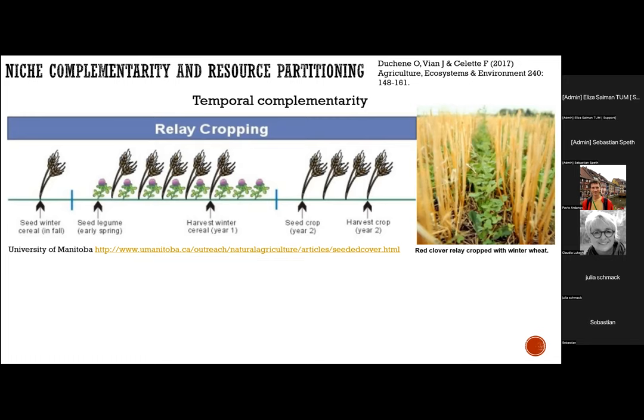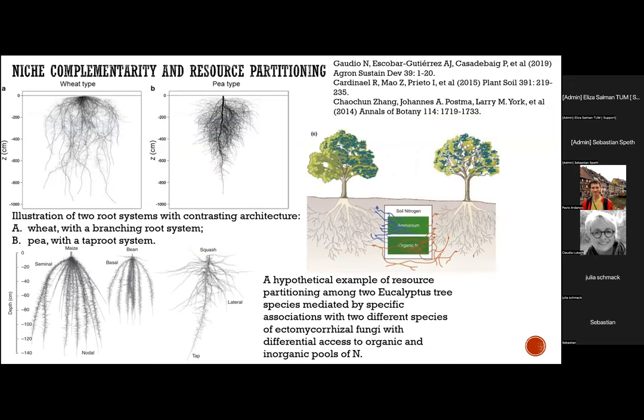A relay polyculture system, where you sow clover in spring under the winter wheat. So clover develops slowly during the lifespan of wheat. When we harvest wheat, clover starts developing faster. So this way we avoid competition, but establish complementarity between these two crops. Often we talk about niche complementarity, where species complement each other in using resources.